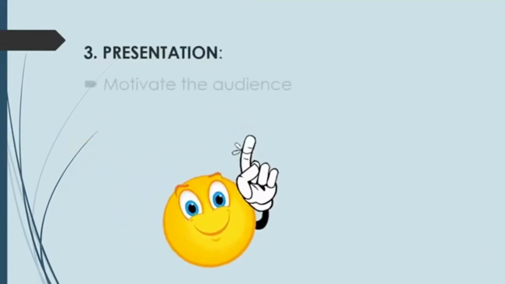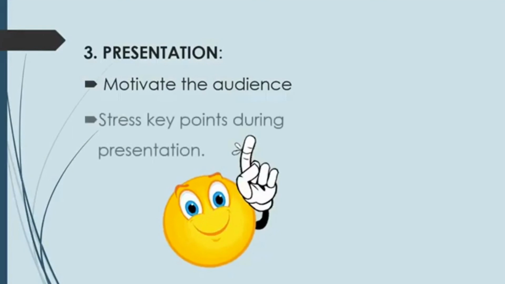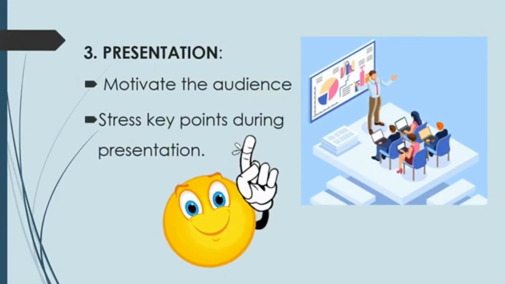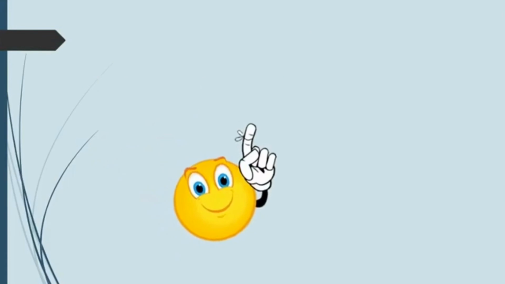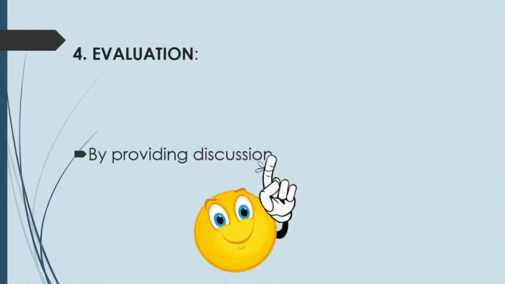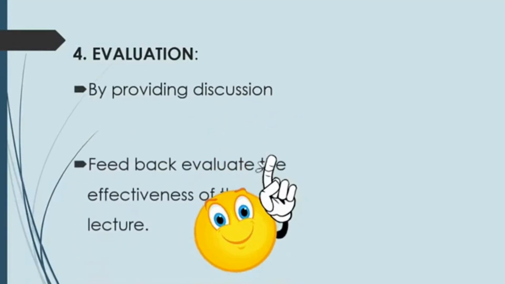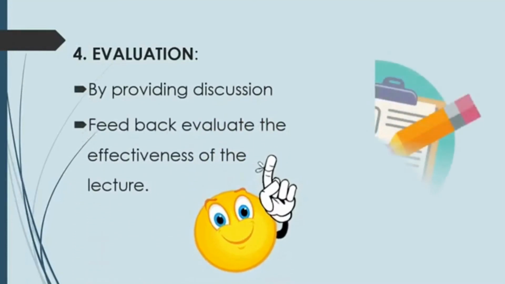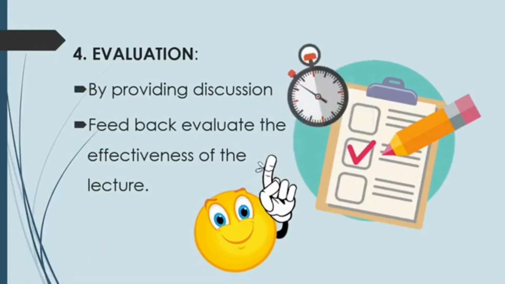The third one is the presentation. Motivate the audience and stress key points they should observe during the presentation. Present aids at the right moment in proper sequence. Display only one aid at a time. And the fourth one is the evaluation. By providing discussion and feedback, evaluate the effectiveness of the audiovisual materials or aids and the lecture.